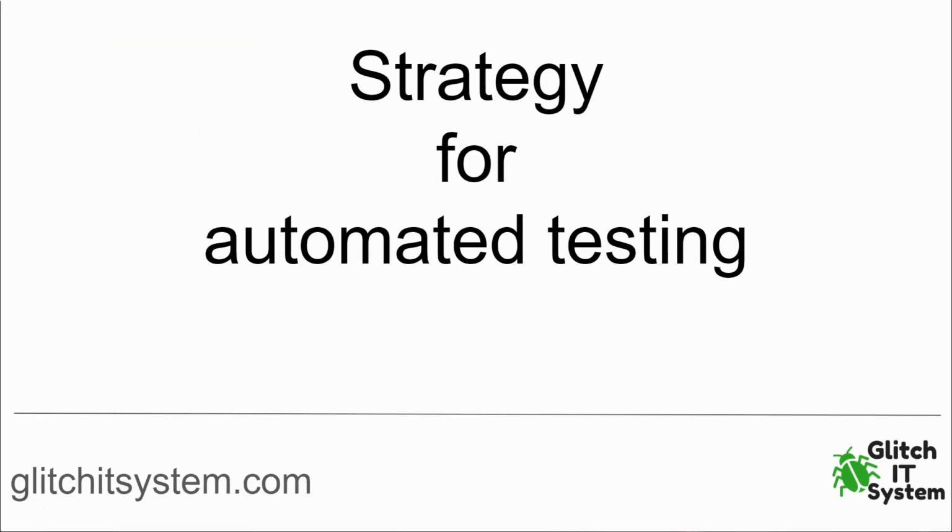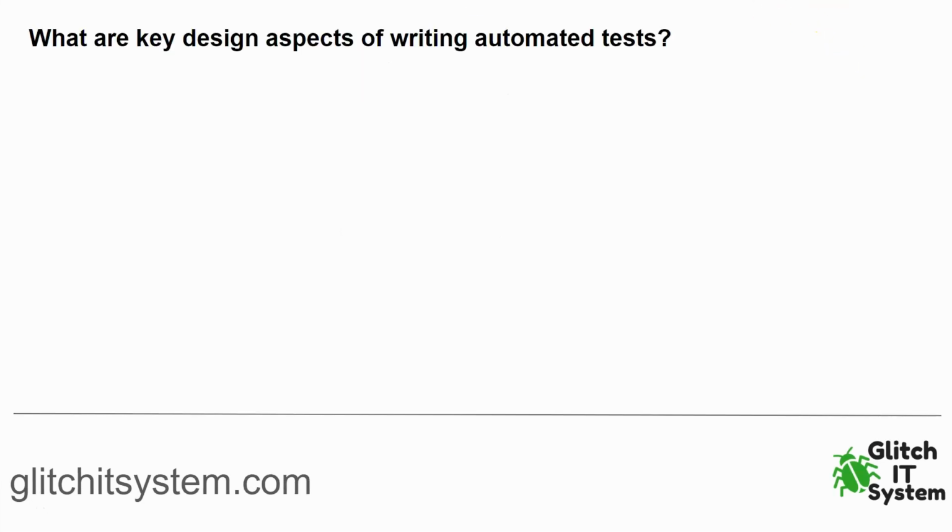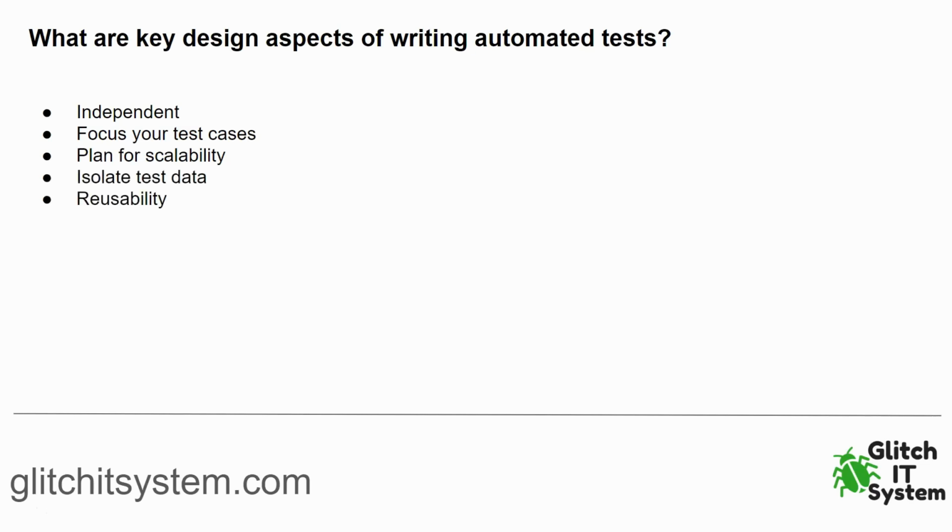Let's take a few minutes to talk about strategy for automated testing. So what are the key design aspects of writing automated tests? They should be independent, and don't worry, I'm going to go through these individually after we list them all out here, so just hang in there. They should focus your test cases, plan for scalability, isolate test data, have reusability, follow good coding standards, have code review, and use source control.